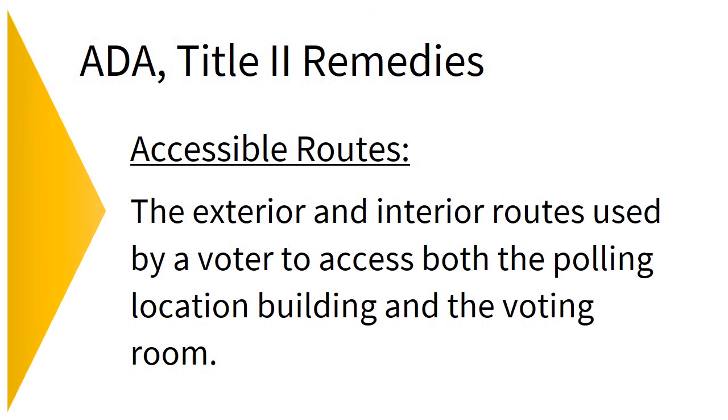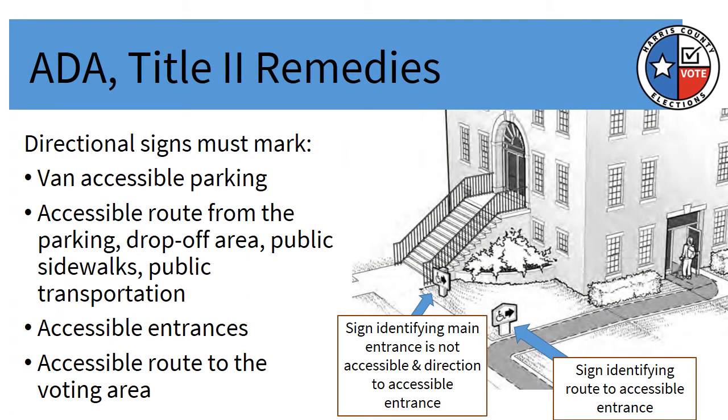Accessible routes must be available both inside and outside of the vote center location. Accessible routes include the exterior pathways for a voter to get to and into the vote center building, as well as the interior pathways to get to the voting room. In some instances, the accessible route may not be the same route used by other voters, such as if the main entrance to your location has steps but no ramps.